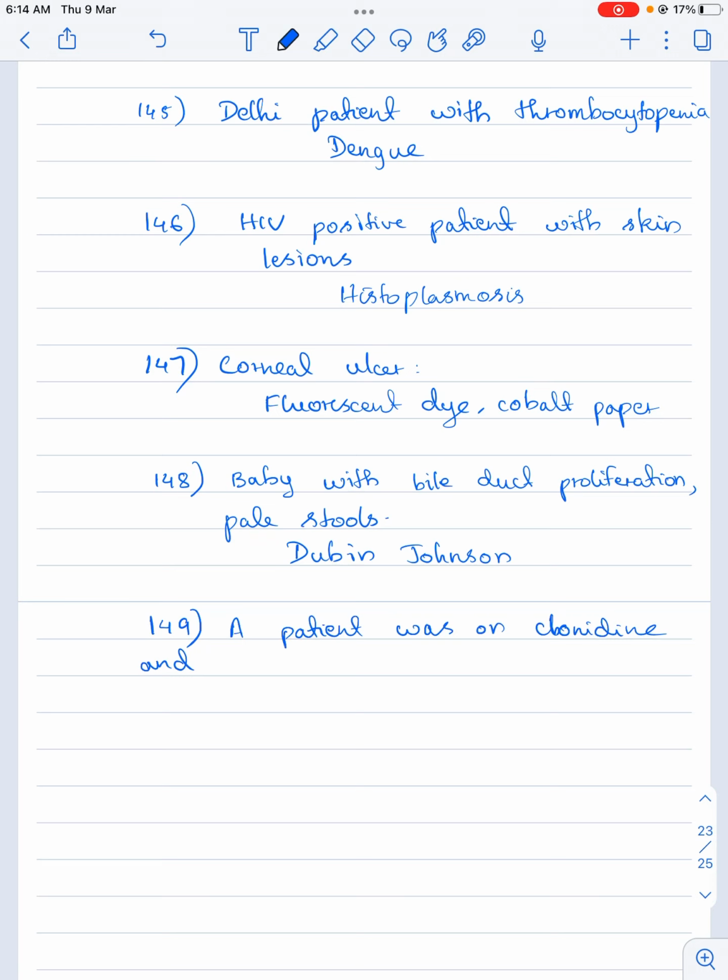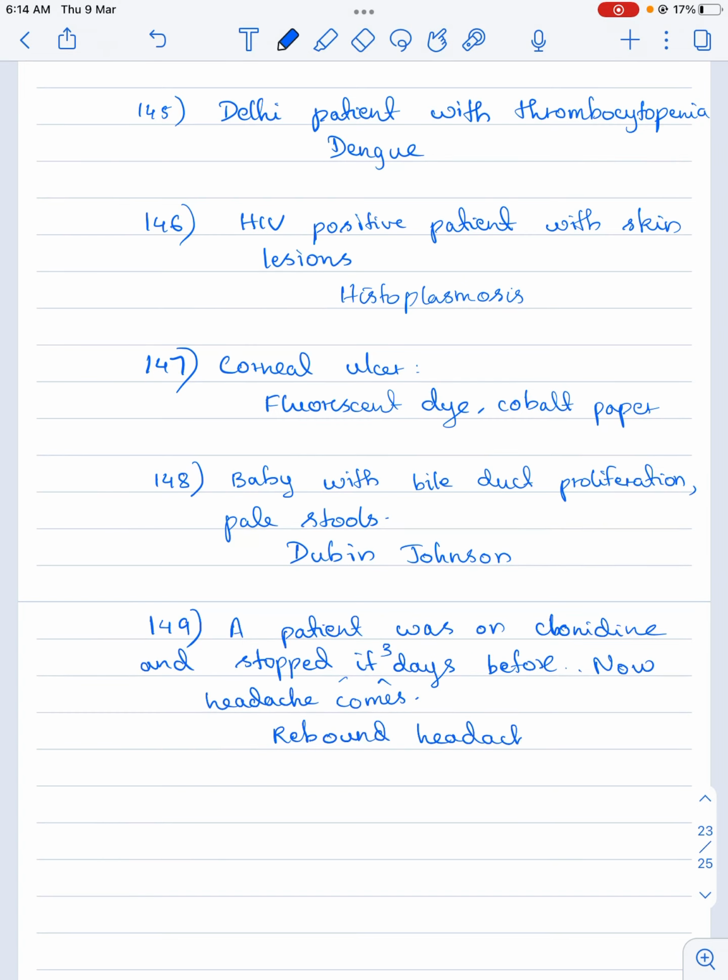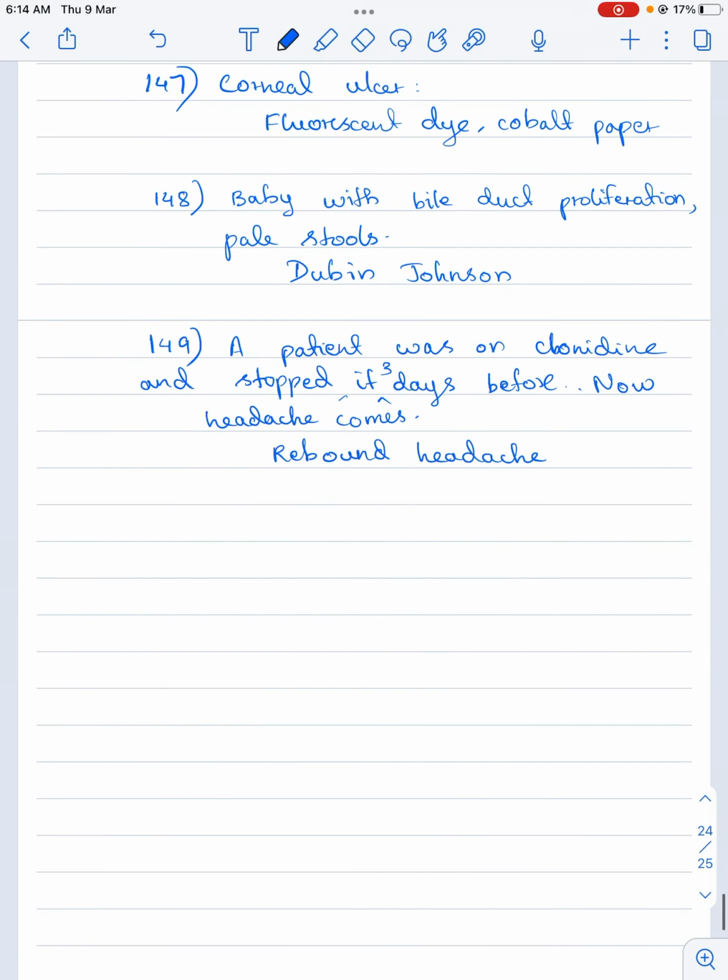A patient was on clonidine and stopped it around 3 days before. Now he has headache. So this is rebound headache. Next question.